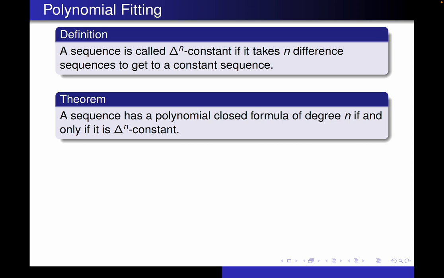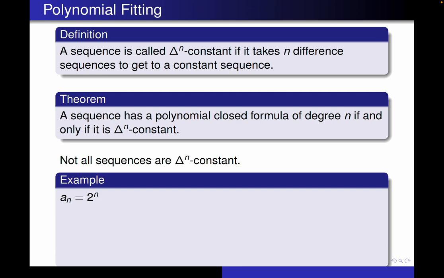And a theorem which we won't prove in this class, but we'll give some evidence for it in certain circumstances. A sequence has a polynomial closed formula of degree n precisely when it is delta n constant. So we can tell the degree of the polynomial closed formula by just taking difference sequences and seeing how many steps it takes us to get to a constant sequence. Now, I should note that this isn't going to work on all sequences. Not all sequences are delta n constant for some value of n.